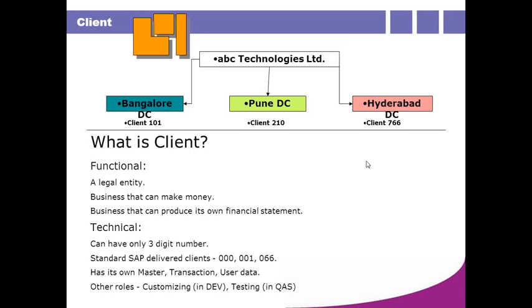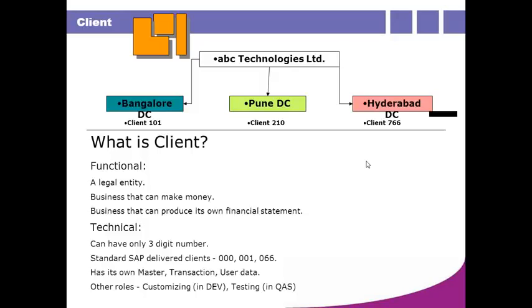Everything is inserted in the same table or same database. For example, I create a user from Bangalore, from Pune, and from Hyderabad. But these three users are stored in the same table in the single database, for example the USR02 table. Or you create a background job, or something else. So under the USR02 table, three users are there.